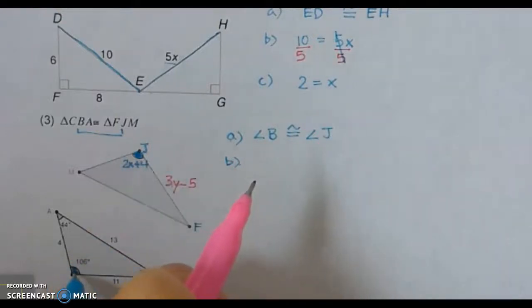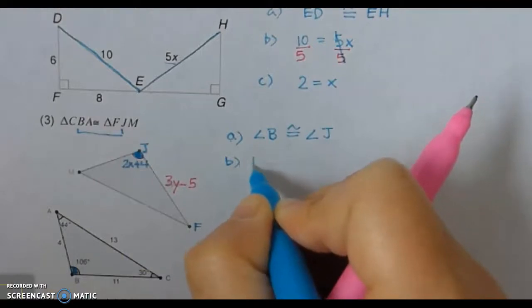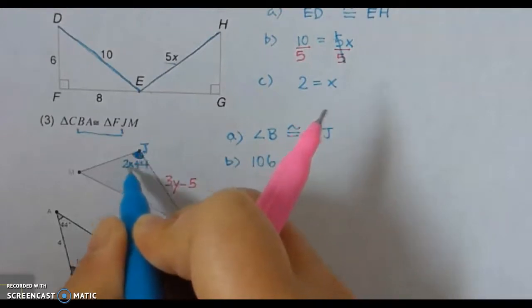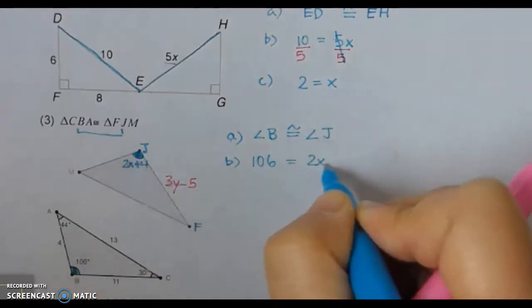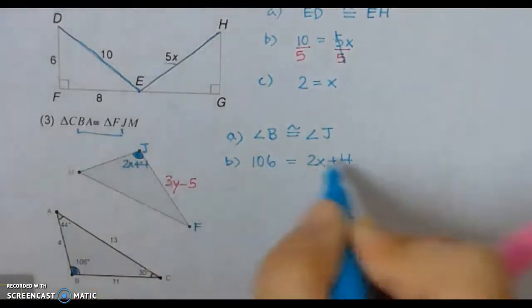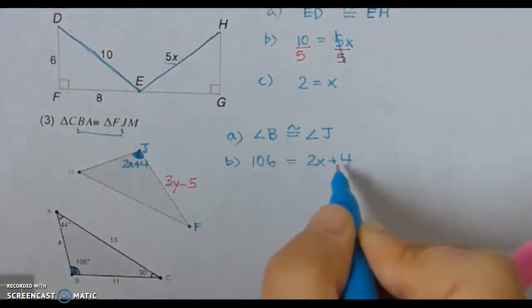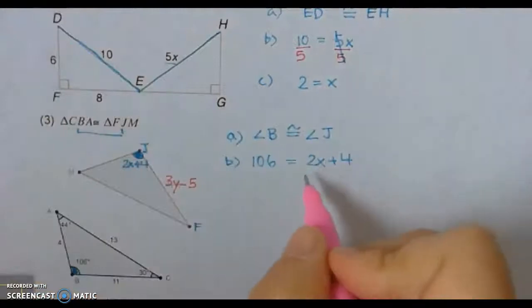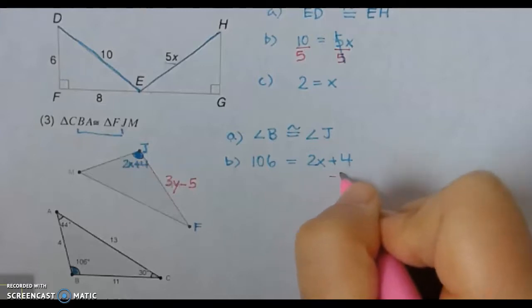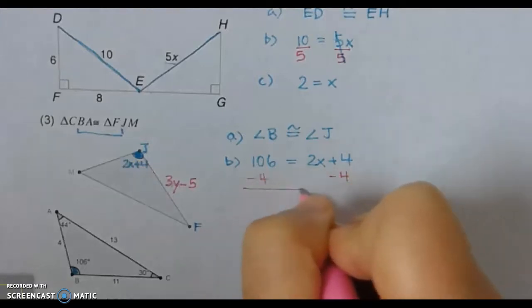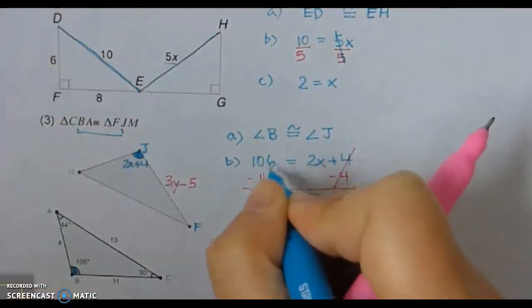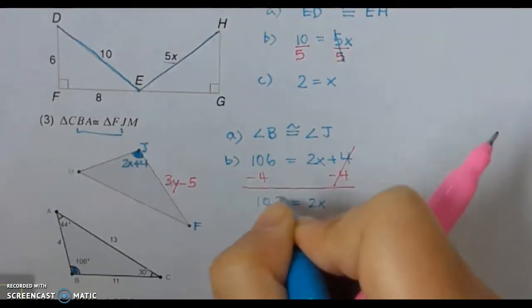Here I have a measure of 106 on the angle B is equal to, and for angle J we have an expression that says 2x plus 4. So we are equating this because they are the same measure. Okay, you have just created a two-step equation here. How do we solve this? When you have an equation 2x plus 4 is equal to 106, you need to add or subtract first. So we're going to subtract 4 from both sides, and that leaves me with 2x is equal to 106 minus 4, which is 102.